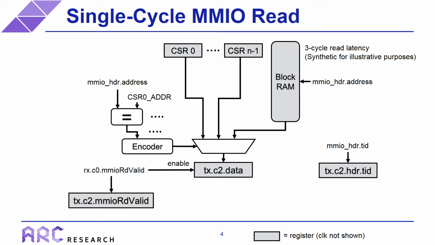We then had other registers that just delayed the read valid signal by one cycle, and a register that delayed the transaction ID by one cycle. So if we need to respond in a single cycle, this is all we need. We basically need a few registers and some steering logic.